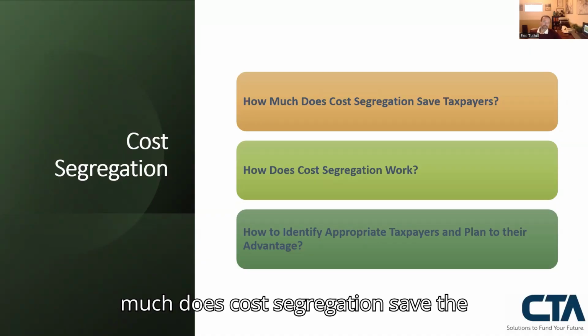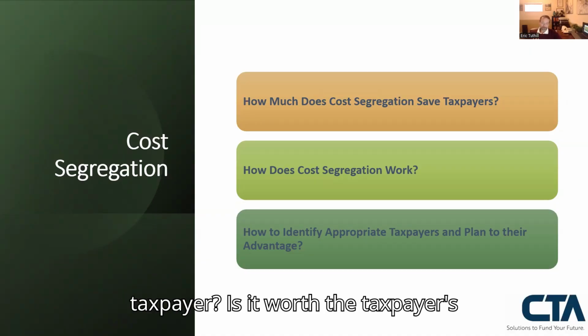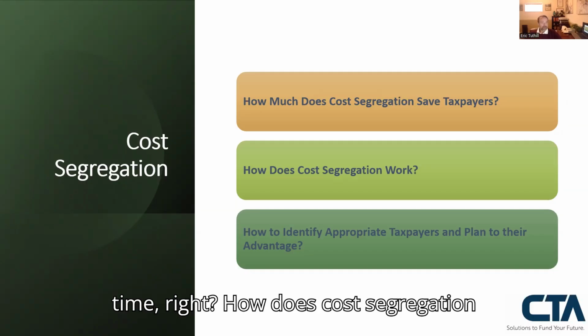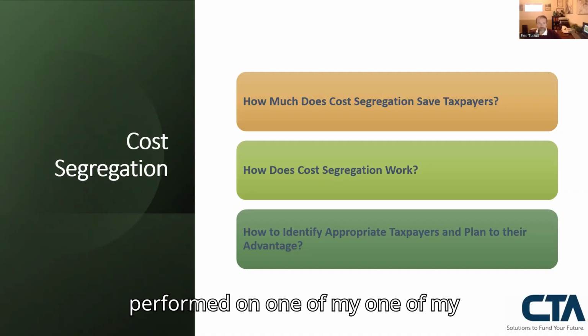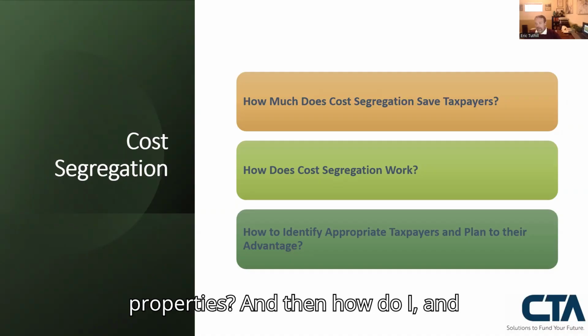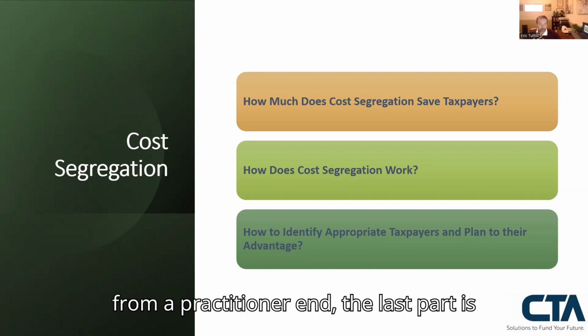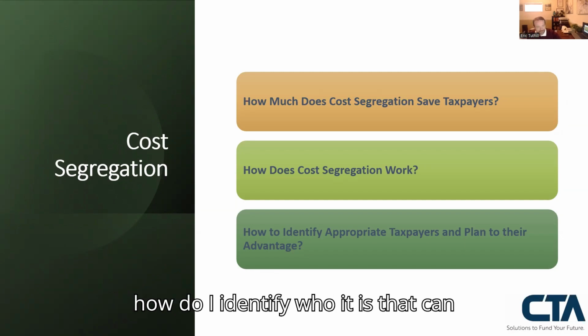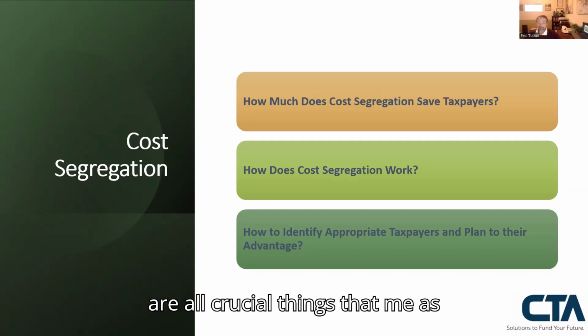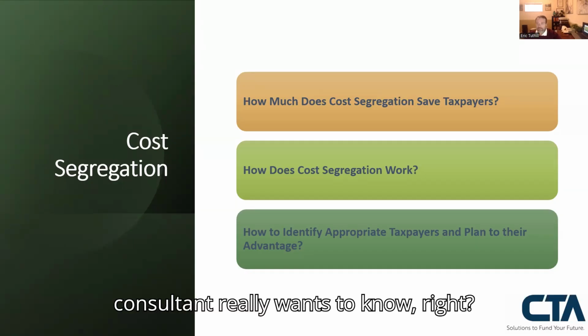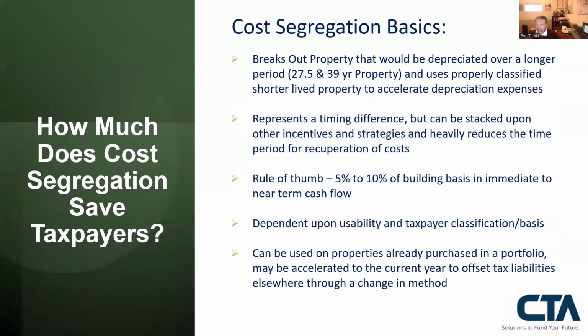How much does cost segregation save the taxpayer? Is it worth the taxpayer's time, right? How does cost segregation work? I think in general, like what does it look like when a study is actually performed on one of my properties? And then from a practitioner end, the last part is, how do I identify who it is that can really take advantage of this, right? And when can they take advantage of it? These are all crucial things that me as a CPA preparer, consultant, really wants to know, right?